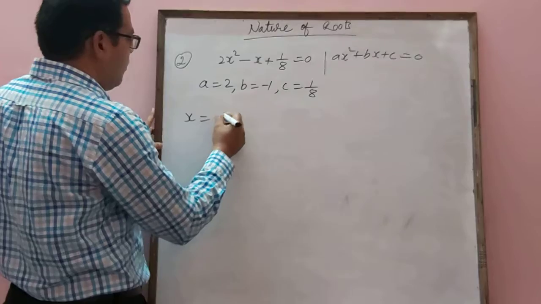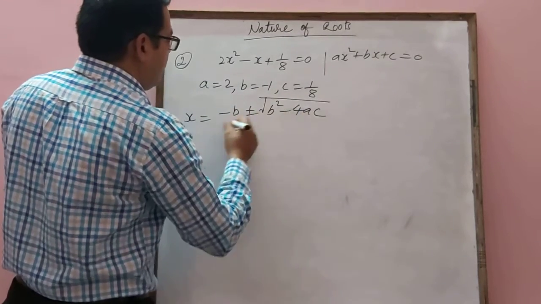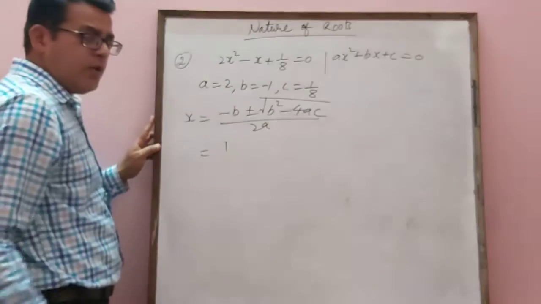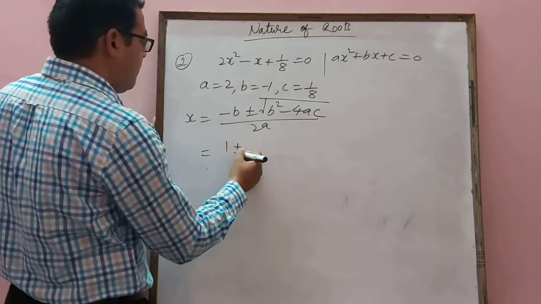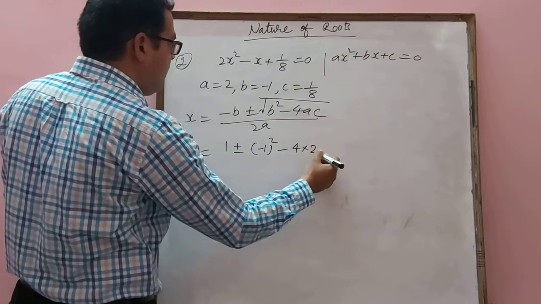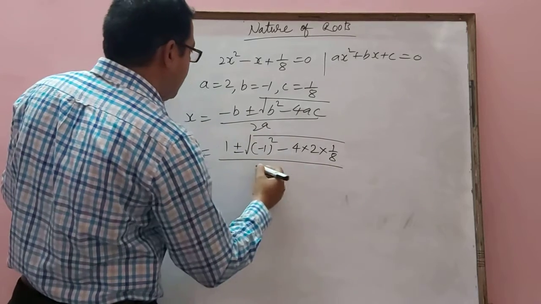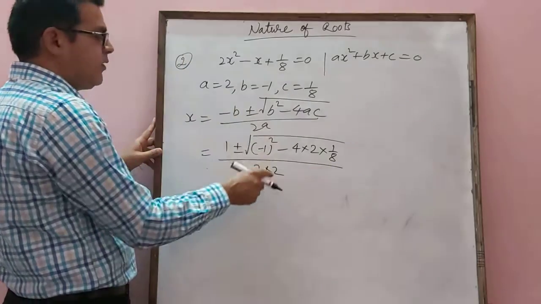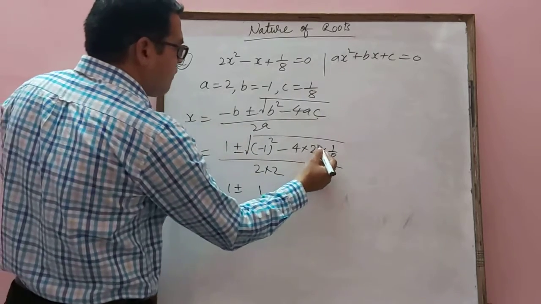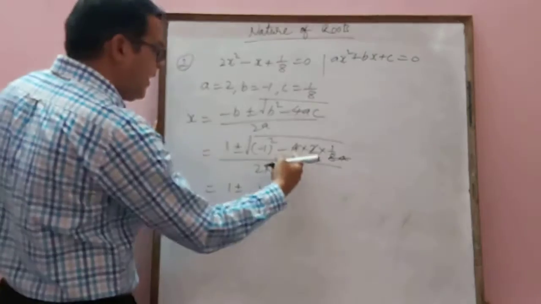So quadratic formula is minus b plus minus square root of b square minus 4ac, then upon 2a. Right? So b is negative, so we can write 1 here only. Then plus minus b square means minus 1 square, then minus 4 into a, 2, into c, 1 by 8, inside square root, and downside 2 into 2, since the value of a is 2. So 1 plus minus square of 1 is 1 only, and 2 4 times divisible, by 4 4 times divisible. Now square of 1 is 1, and here also we have 1.